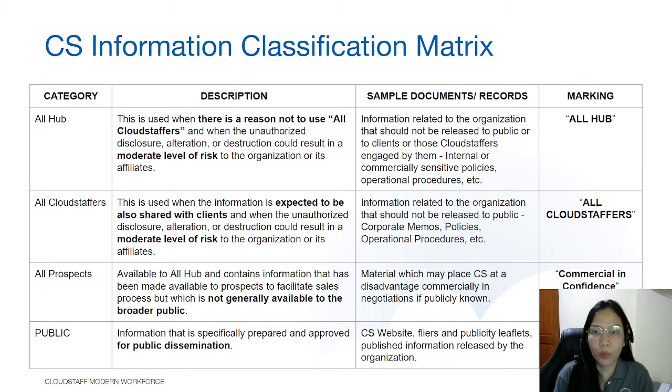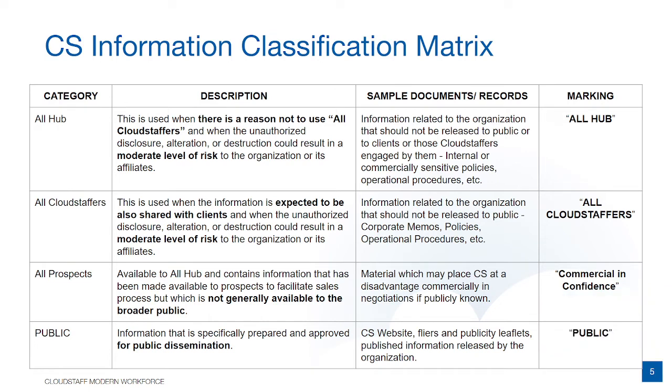On the sixth, we have all prospects or commercial in confidence. These are materials which may place cloud staff at a disadvantage commercially in negotiations if publicly known. These are available to all hub, but in particular to information that has been made available to prospects to facilitate the sales process. But take note that this is not generally available to the broader public. So if the information is intended for the broader public, then it should be classified as public. And that is the last one.